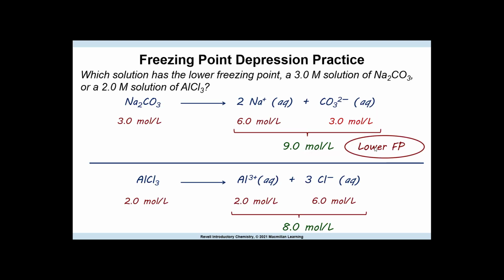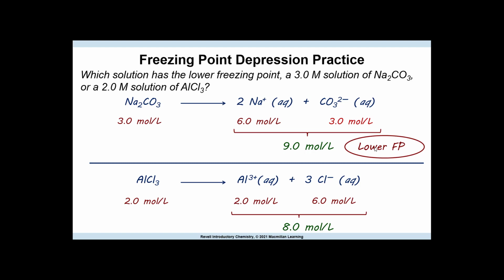So let's take a look at a problem. Which solution has the lower freezing point? A 3 molar solution of sodium carbonate or a 2 molar solution of aluminum chloride? To solve this problem, we must identify the total number of moles of ion present in the solution. So we're more interested in the number of ions than the actual solution.